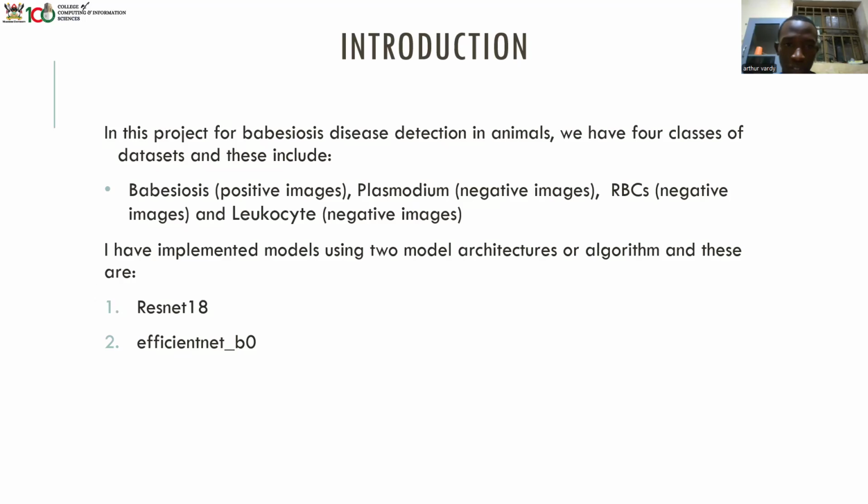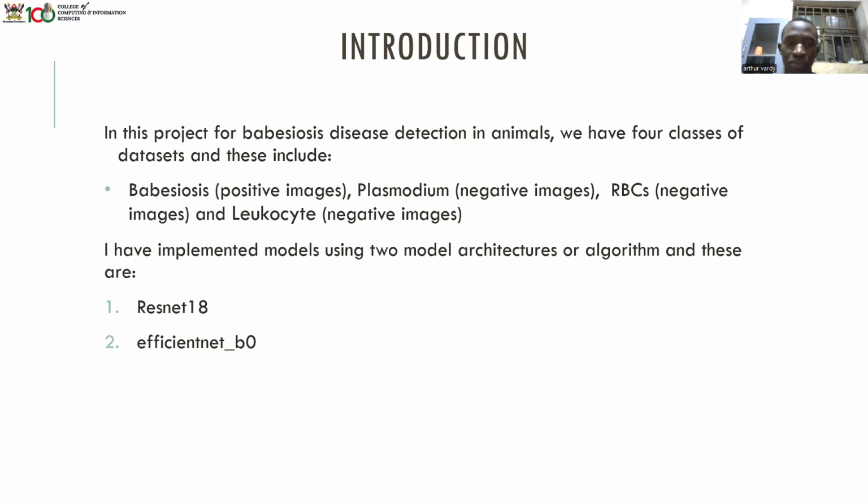In this project for babesiosis disease detection, animals basically have a few classes of datasets that we managed to get. One of them included the babesiosis positive images, for the ones that are already affected by babesiosis, and the plasmodium, which are negative images, but these ones resemble their structure or their ring structure.